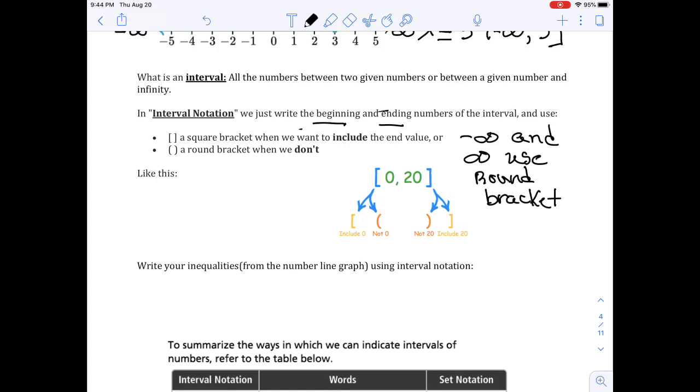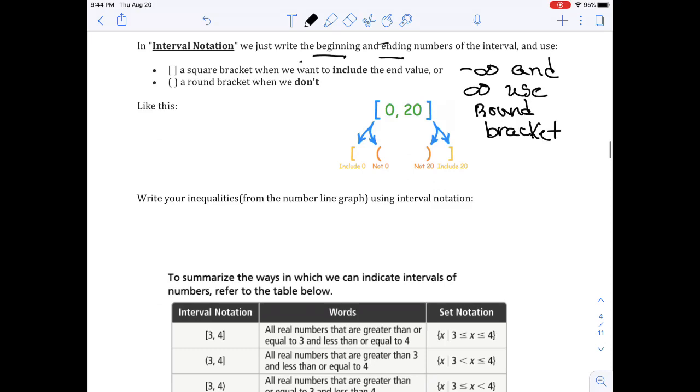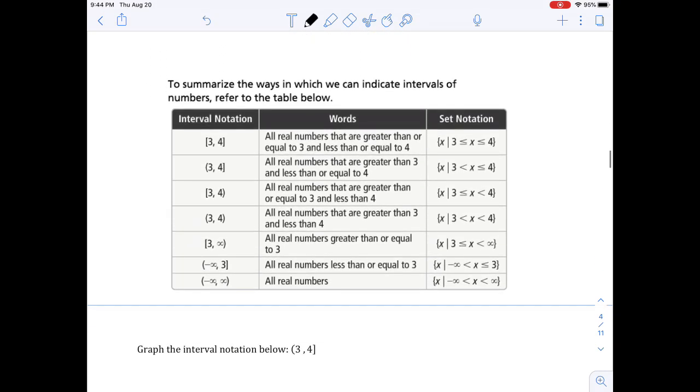And the example here, this 0, 20 with the bracket around it, that interval would mean that you include both the 0 and the 20. If you have the rounded bracket or the parentheses, that would mean you would not include it. And so here, write your inequalities from the number line graph using interval notation. So I already did that up above.